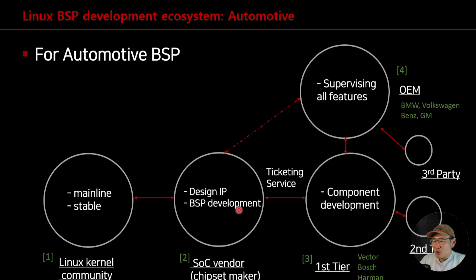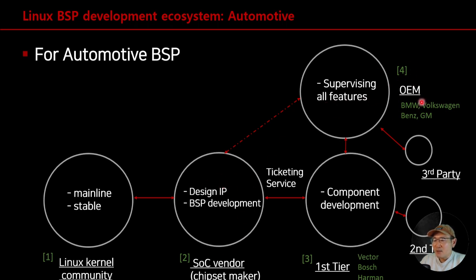Right after SoC vendors implement their BSP, the BSP package is sent to the first tier company. The first tier companies include Vector, Bosch, Harman, and those kinds of companies, which are very strong innovators in the automotive business. They implement new features based on requests from the OEM. And sometimes OEM companies can collaborate with the SoC vendor.